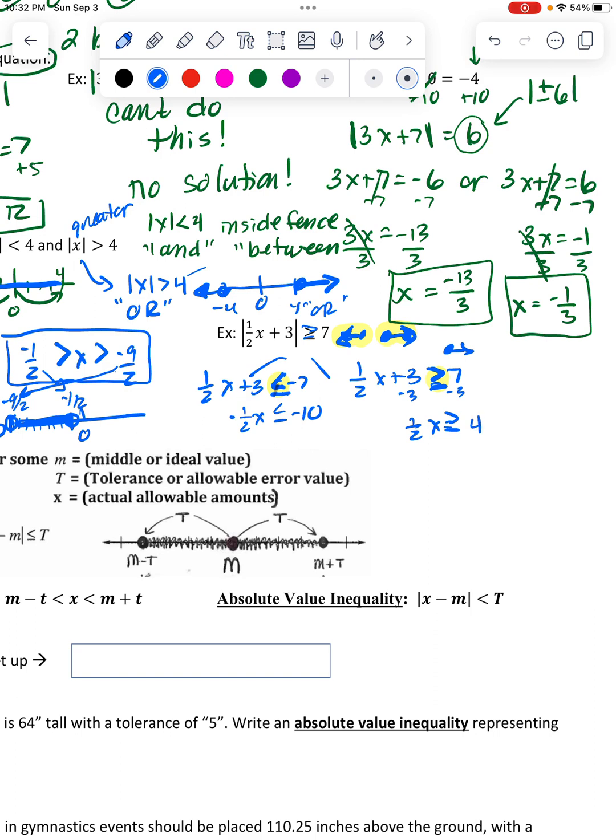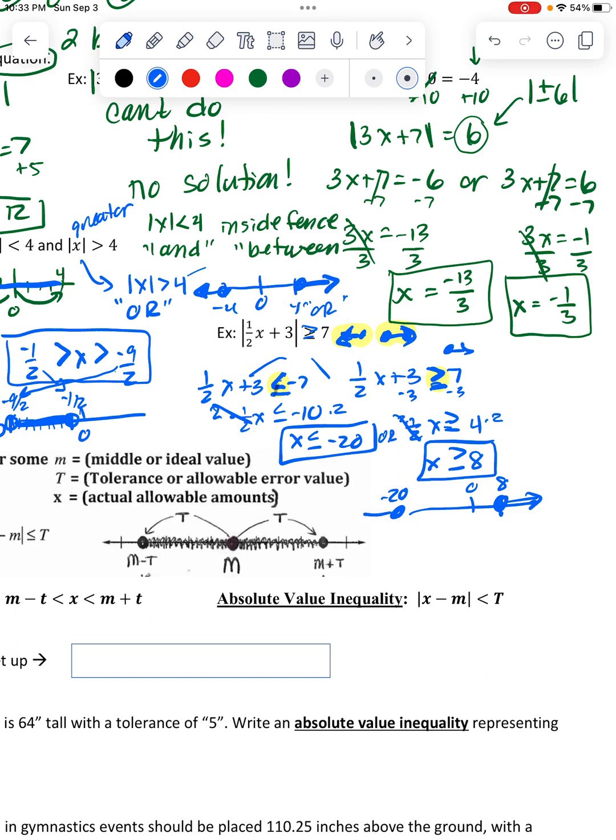And then I'm going to multiply by 2. So x is less than or equal to -20 is one of my options. Or here, if I multiply both sides by 2, I get x is greater than or equal to 8. So if I had to graph it, I'd say, okay, 8 is about here, and I need everything greater than or equal to that. -20 is, I don't know, way down here somewhere, and I need everything less than or equal to that. So I get my arrows, my ors that I was expecting from the start.